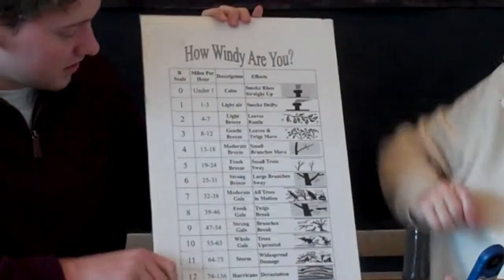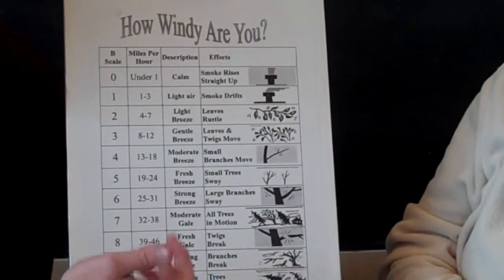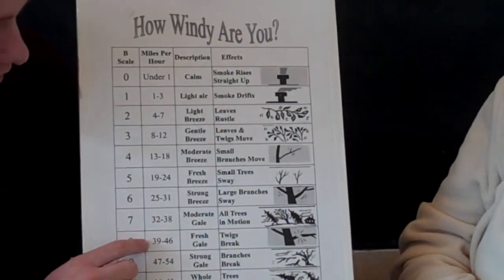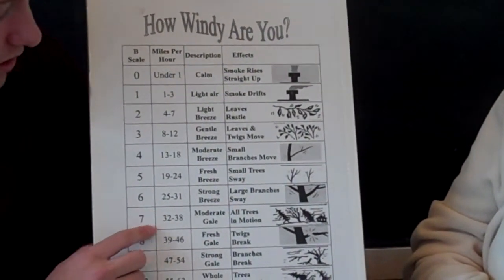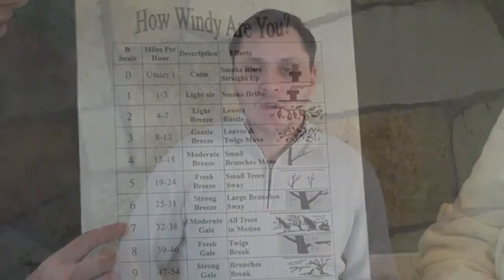Over here, this number represents the Beaufort scale. So we can classify your wind speed between a range of 32 to 38 miles per hour, and we would classify it as a 7 on the Beaufort scale. Please take a moment and answer the questions.